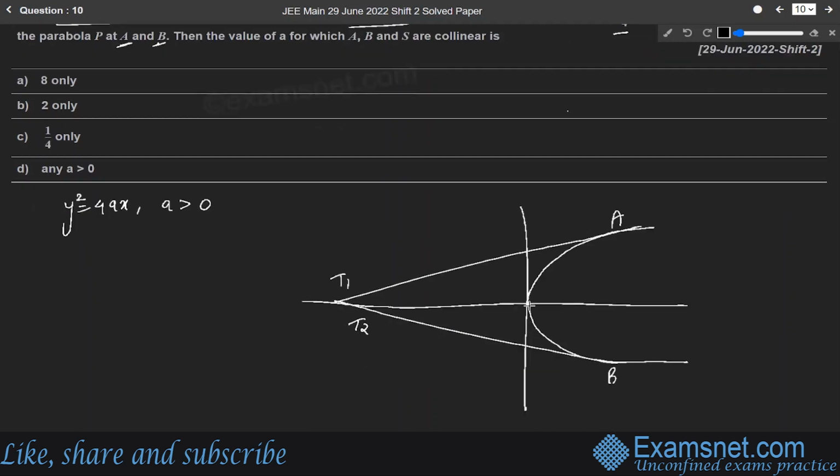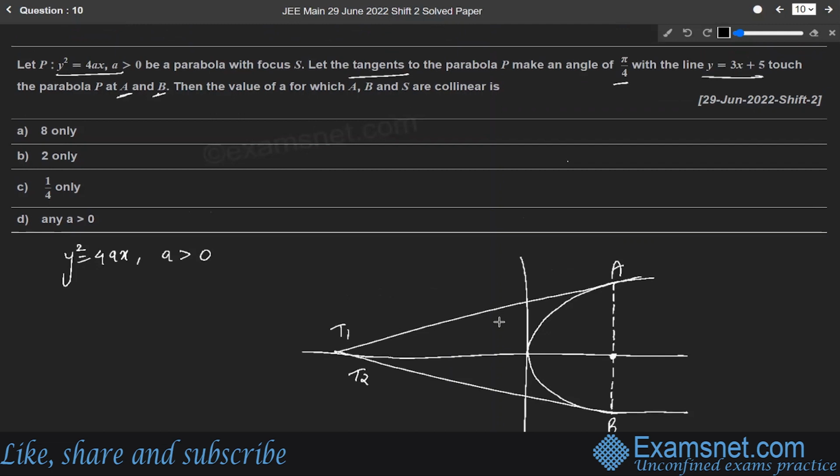Now let us do one thing. Let us join points A and B. So when we join it, it is actually the focal chord of the parabola, right? You can see that this line is actually the focal chord for the parabola, right? And what is the focal chord? Focal chord is the line that always passes through the focus. It means that this point is the focus. And it is given that we have focus S. So this point is S.